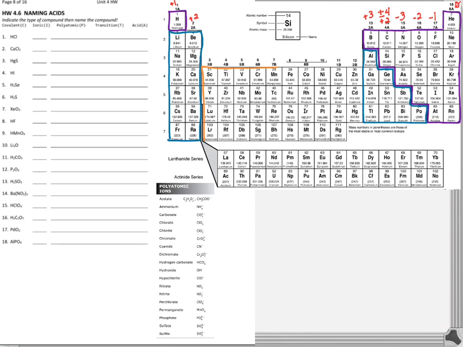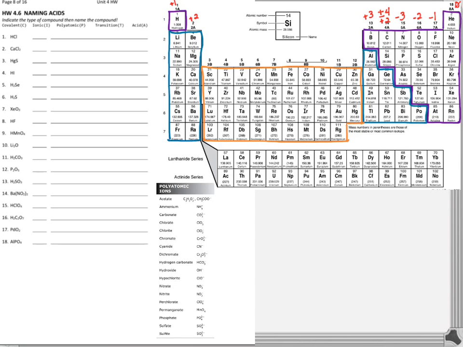I'm going to just outline them. I don't want to run it too much. And again, we know that transition metals don't have a specific oxidation charge to them, so those oxidation charges can vary.